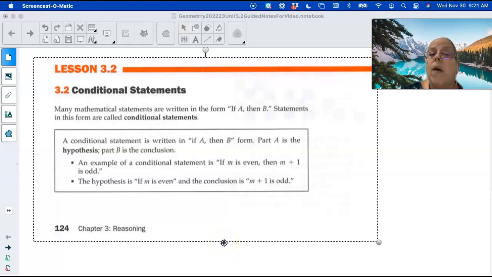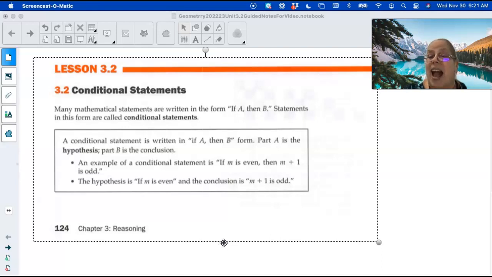Hello, hello. Okay, we're going to talk about conditional statements. We talked about this briefly when we did the vocab for the chapter. Okay, so a conditional statement is basically an if-then statement. If you study hard, then you will do well in school. If you bribe me well, then you will get an A in math. Kidding. Okay, so a conditional statement is written if A, then B.